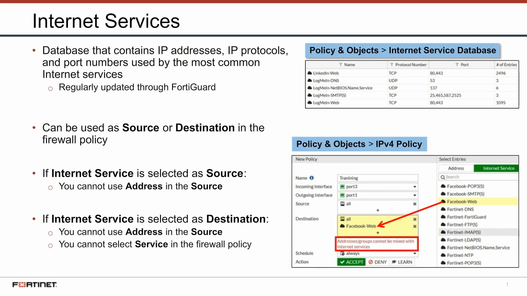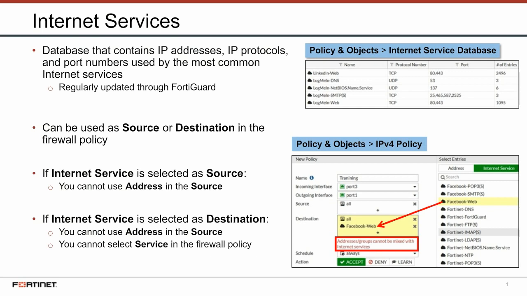What happens if you need to allow traffic to only a few well-known public Internet destinations, such as Dropbox or Facebook? You can use Internet Service as destination in a firewall policy, which contains all the IP addresses, ports, and protocols used by that service.